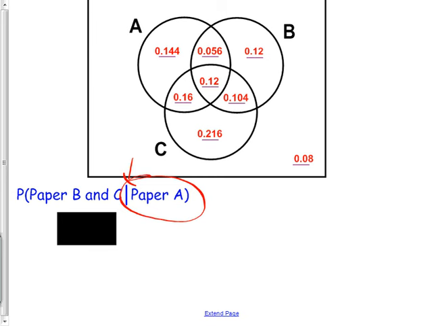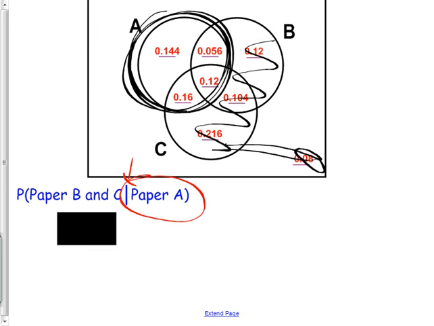Given. Given paper A. As soon as they say given paper A, I'm going to circle all of this because this is the only thing that I can use. These are given. Given that that is true, that means none of these are going to work. I can't use any of those numbers. You see how that simplifies my problem a lot?